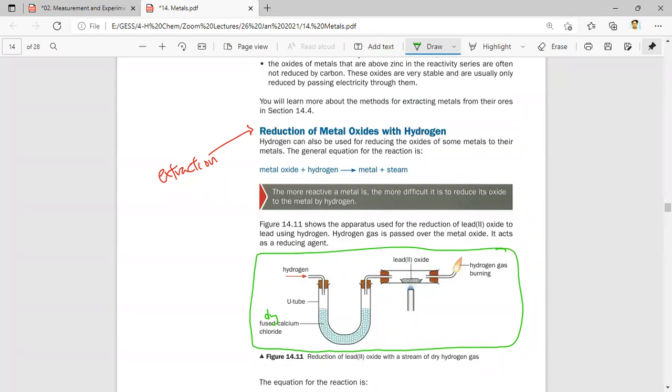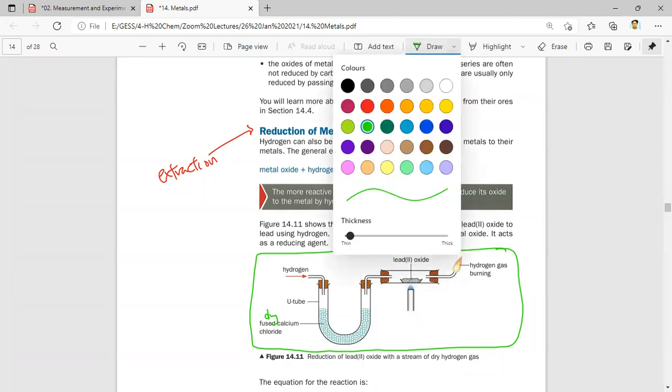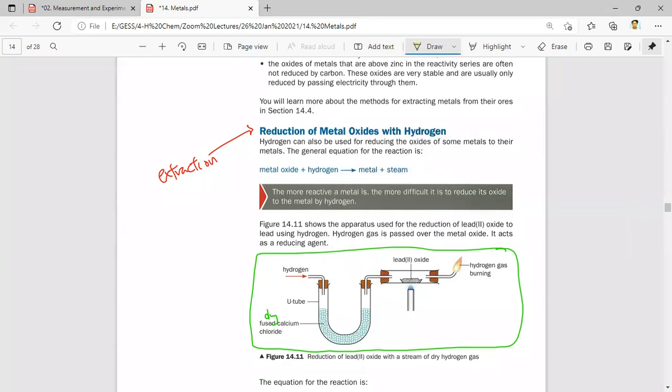What's happening is that the lead(II) oxide here will actually be reduced by hydrogen. So lead will form. Let's use orange color. As the hydrogen passes through, you actually have lead forming. Lead will be formed here.